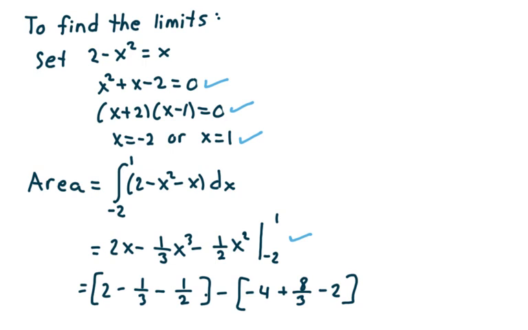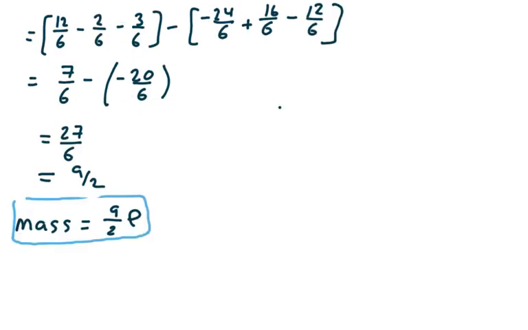If I replace x with 1, I get 2 minus 1/3 minus 1/2. If I replace x with negative 2, I get negative 4 plus 8/3 minus 2. Then I subtract those results. I went ahead and subtracted those results, and I ended up with 9/2 for the area. What that tells me is that the mass is 9/2 rho, where rho is the density. Remember, mass is density times area.